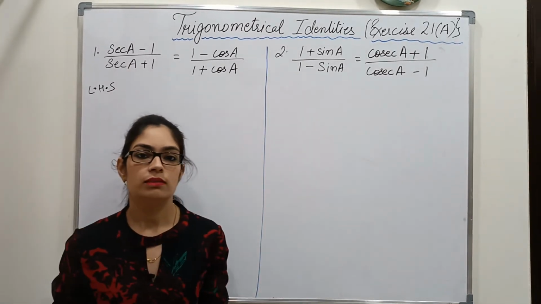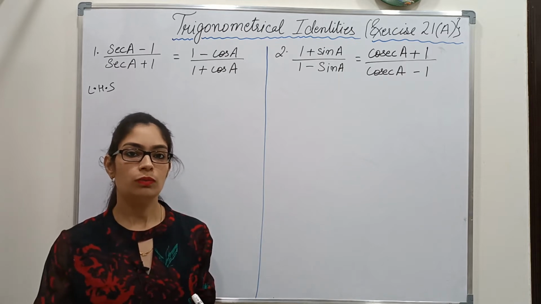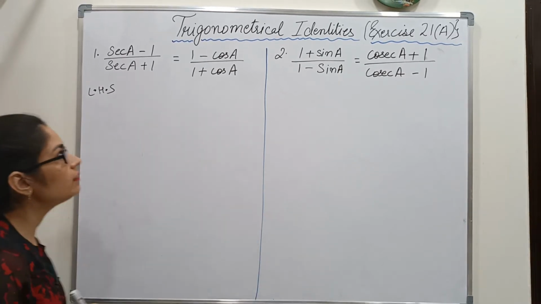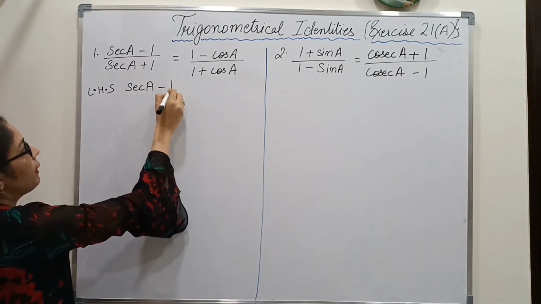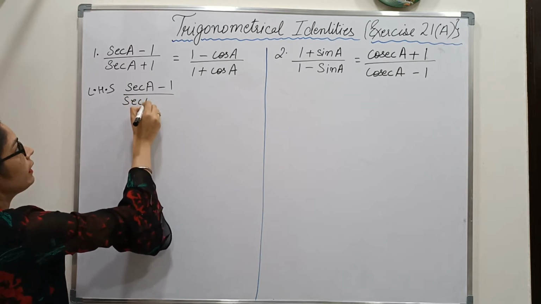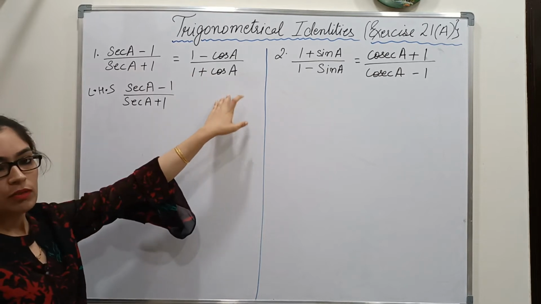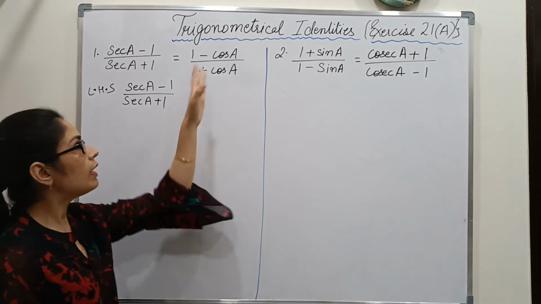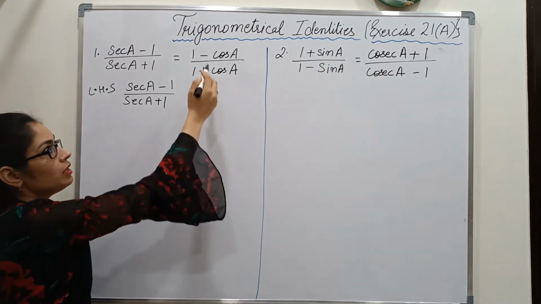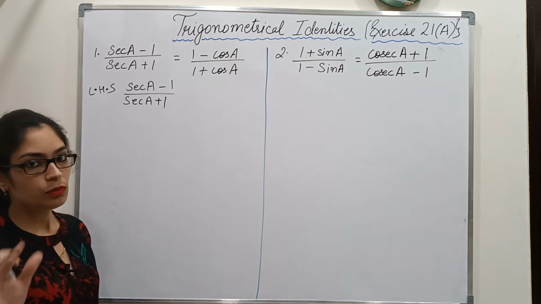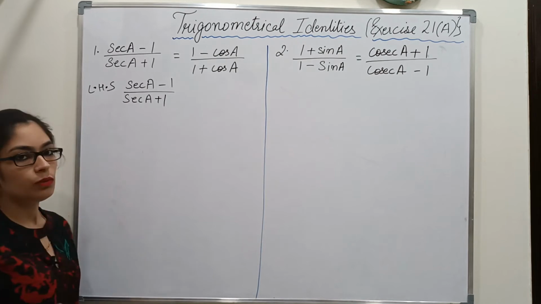So in these questions, I will be telling you few things, and out of those few things only you have to use and try to solve it. So let's start with the first one. Left hand side is secant A minus 1 upon secant A plus 1. This thing you have to prove equal to this. First very important thing is that we have to see what we have to prove it equal to. So this we have to prove equal to cos. So something with cos is there. That means I have to change it to cos.